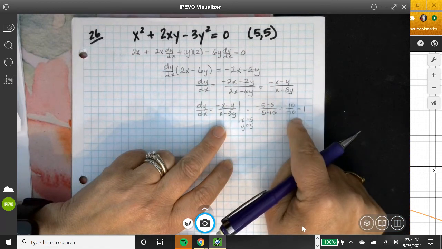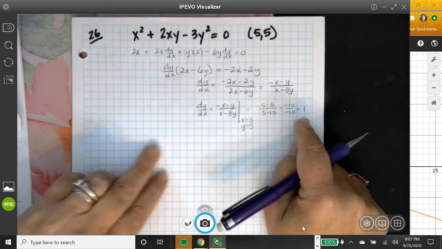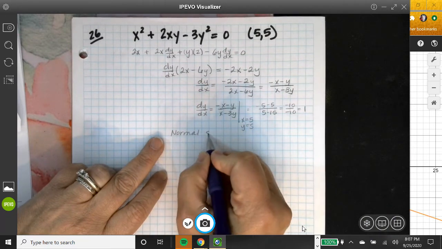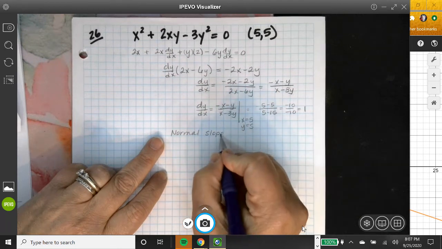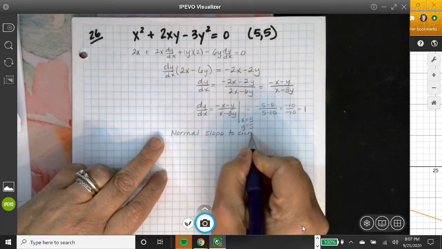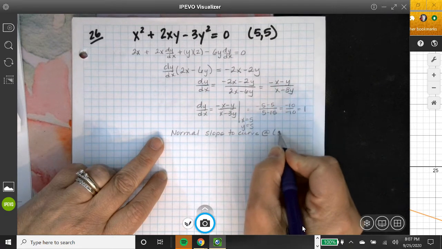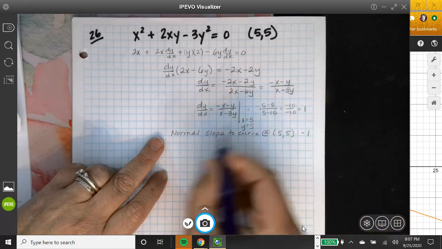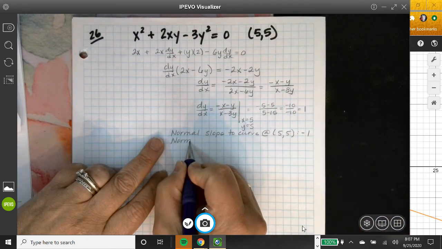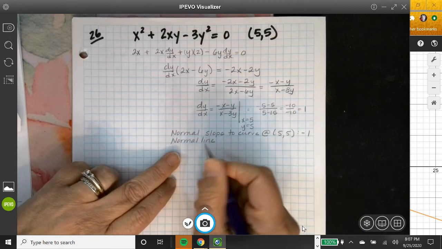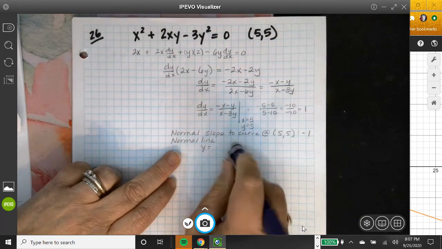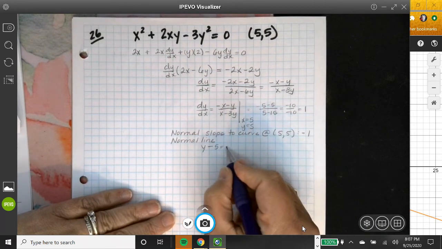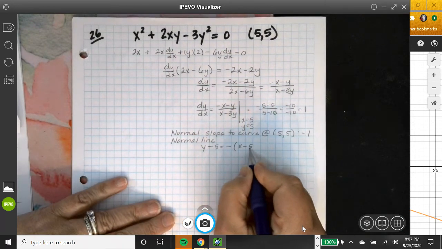So the tangent line at (5, 5) has a slope of 1, which means the normal slope to the curve at (5, 5) will be negative 1 because it's the opposite reciprocal. And so the normal line at this point is going to be y minus 5 equals the normal slope, which is negative 1, times x minus 5.